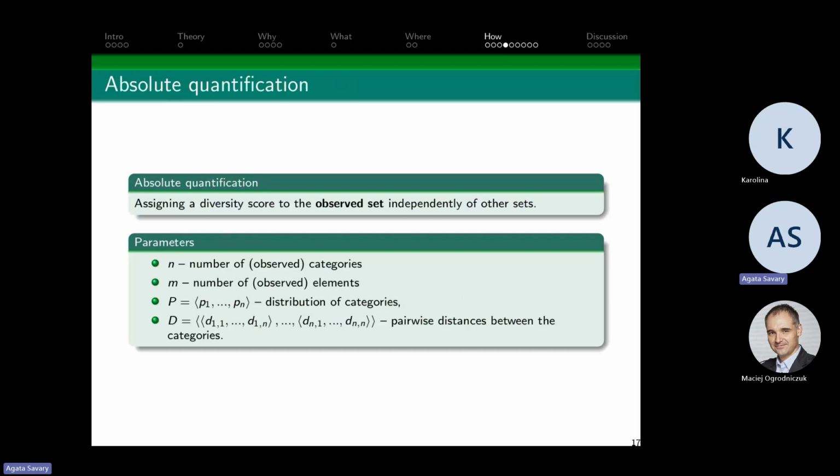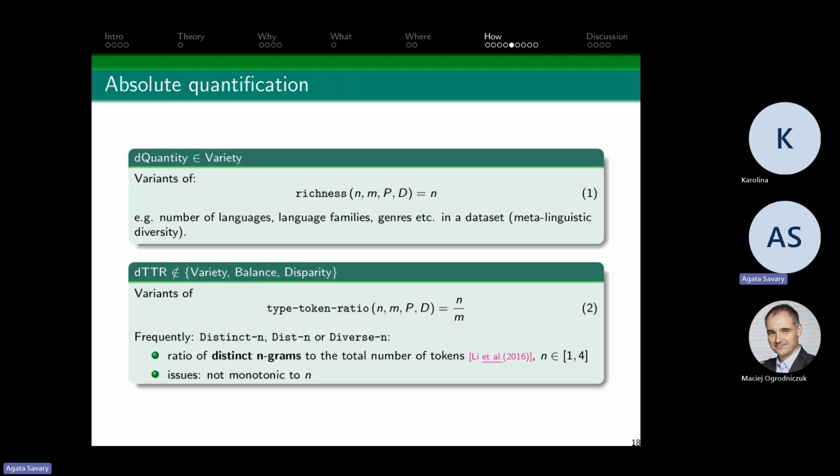So the parameters we look at are the numbers of categories, which we have to identify in advance, the number of elements apportioned to these categories, the distribution of these categories. So what is the proportion, basically the frequency, of every category, right? And then a distance matrix for pairwise distances between categories, okay? Now, absolute quantification is the most frequent one. And there are many, many types, but we will show the most typical ones.